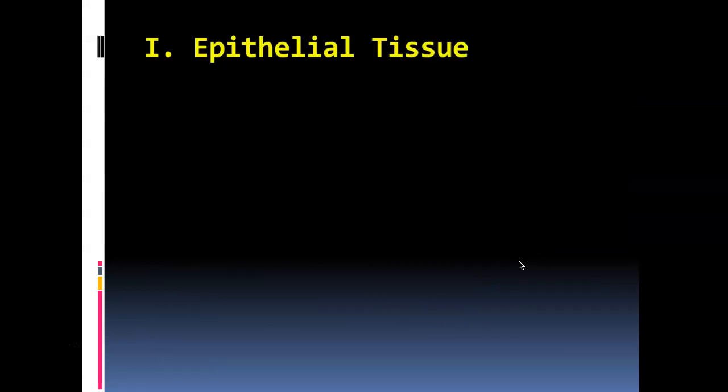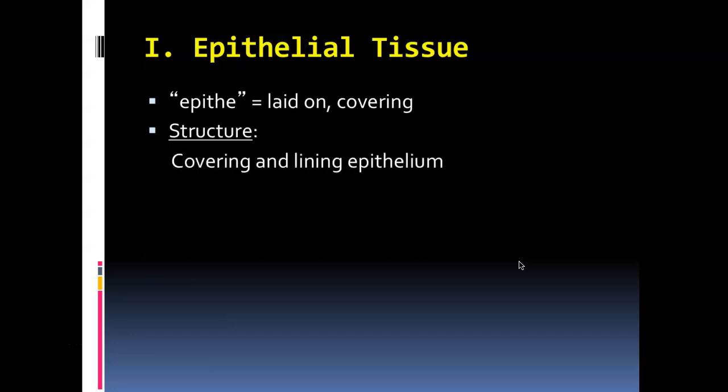So our first type of tissue is called epithelial tissue. Epith meaning laid on or covering. And what this type of tissue does is it covers and it lines everything. All right, so we have your skin, we have the inside of your mouth, the inside of your lungs, the inside and the outside of all of your organs, the inside and outside of your stomach. This is just the lining and the covering of everything.